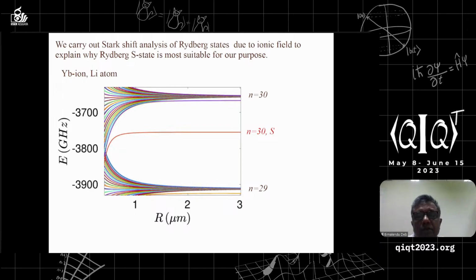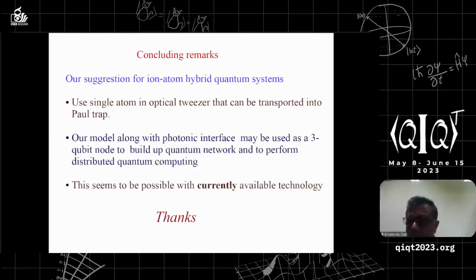So the Paul trap field also, our estimate shows that this will lead to a shift of the order of a few megahertz. So then we can consider a Stark shifted S state. But if we go to a higher P state, choosing a particular state as a qubit may be problematic. So that's why we have considered only the S state. Okay. So next, moving on to, so I am almost done.